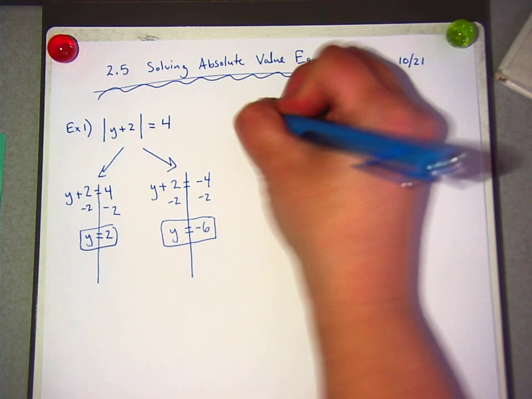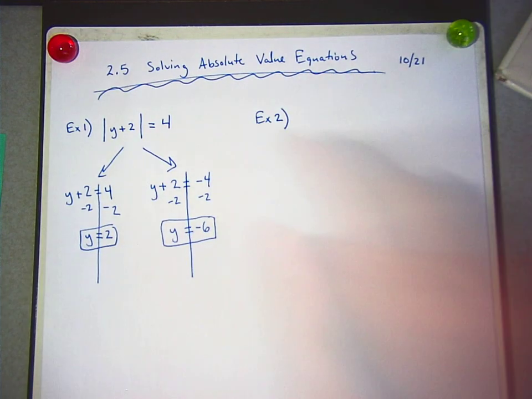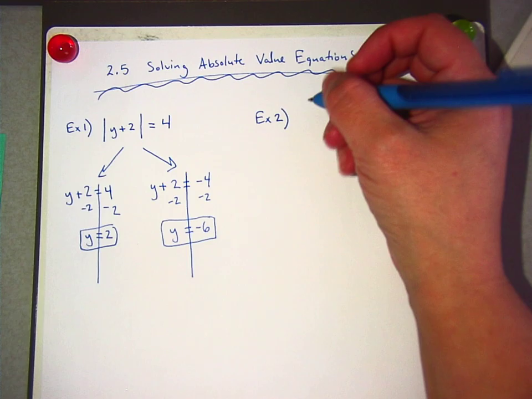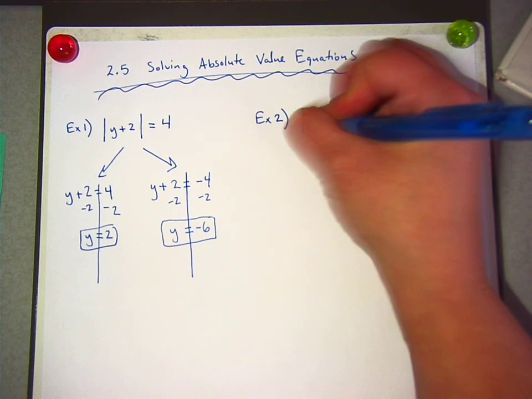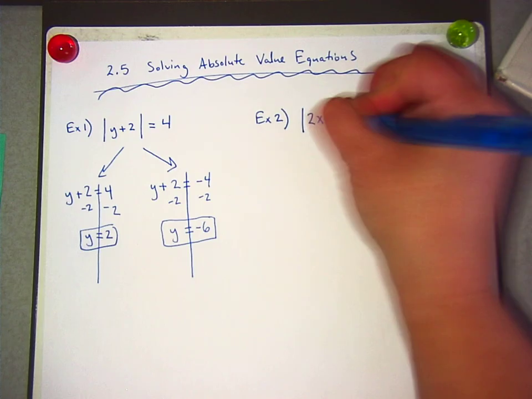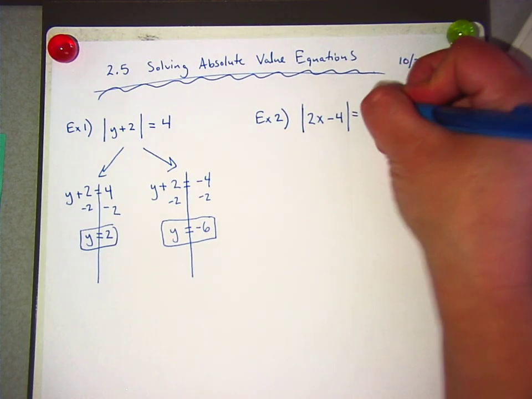Sweet. I feel like we should be winning some prizes, yeah? Maybe. All right, let's win some prizes real quick. Everybody write this down. Absolute value of 2x minus 4 equals 8.